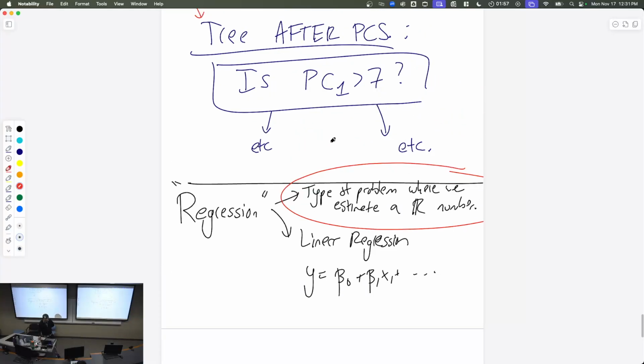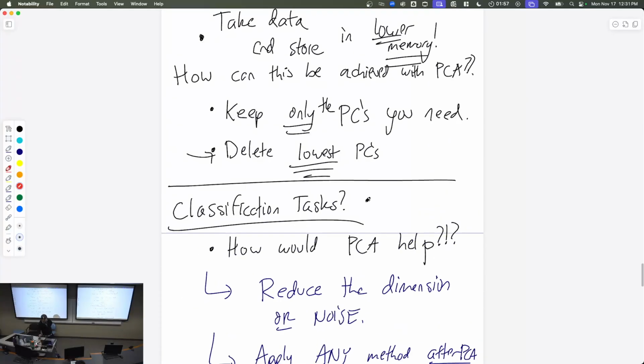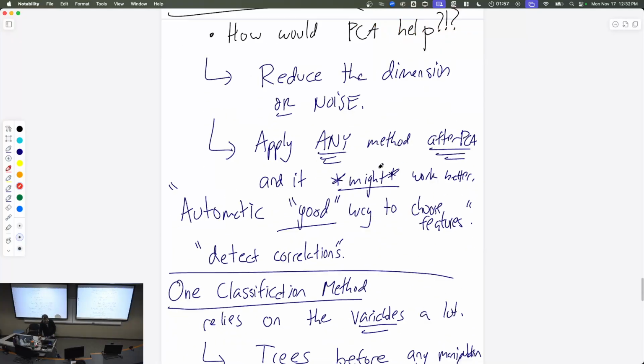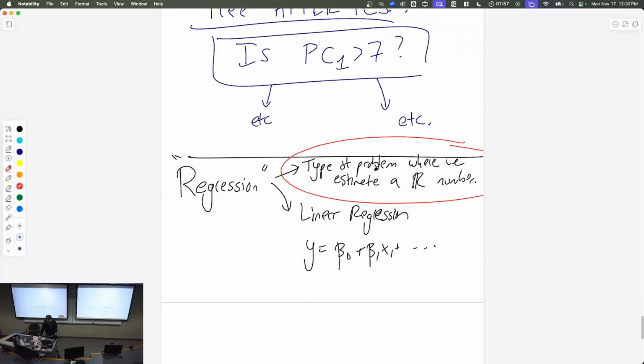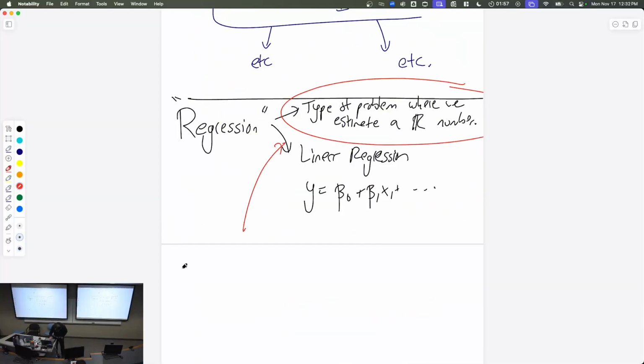So it kind of fits into the same. You can say regression versus classification, and classification is where you estimate a discrete class, versus regression is you estimate a real number. And principal components is totally legit for this. So also good for this. And again, you can combo it with any method. So you do PCA first, and then do any regression method.